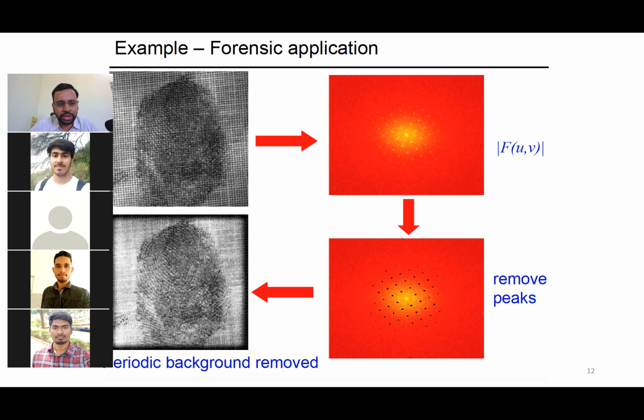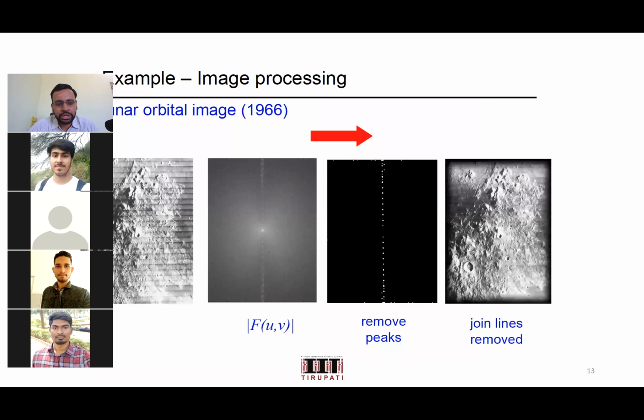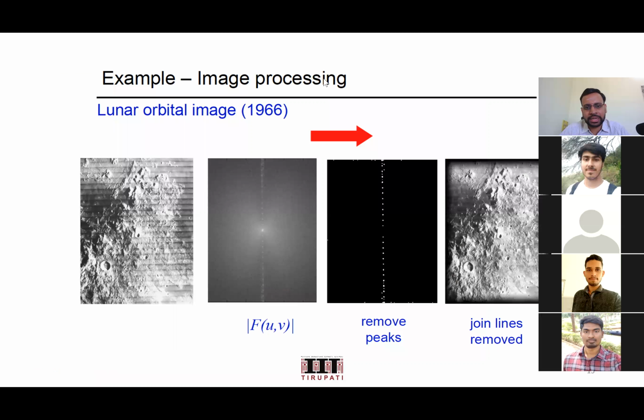That's how you could remove the background there. Okay, this is another image of the moon. I think this is from lunar orbital images in 1966. Because of the rolling shutter speed, they had limitations while capturing the images, so that gave this periodicity, right?